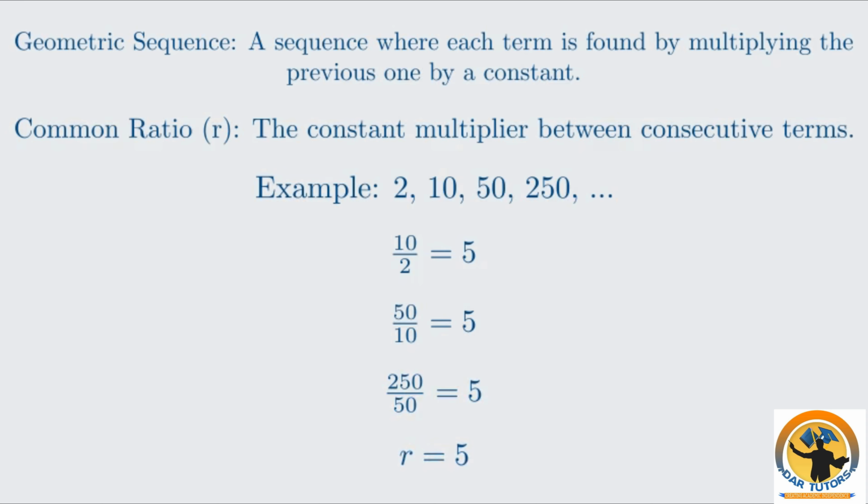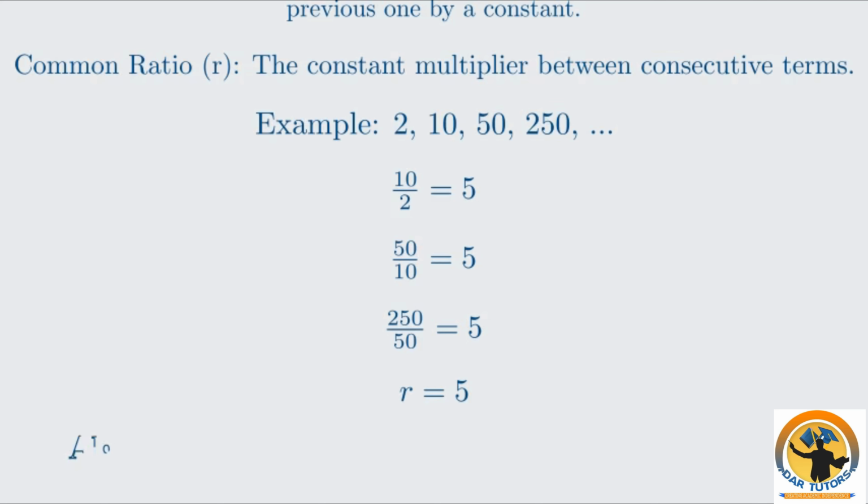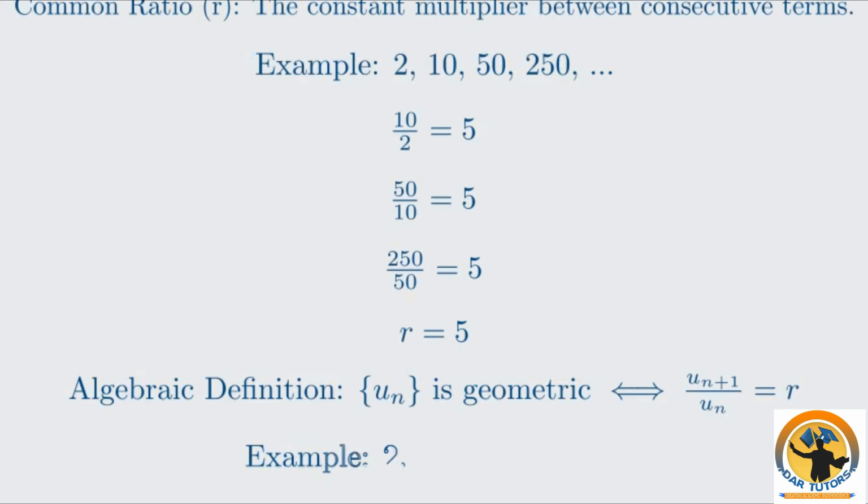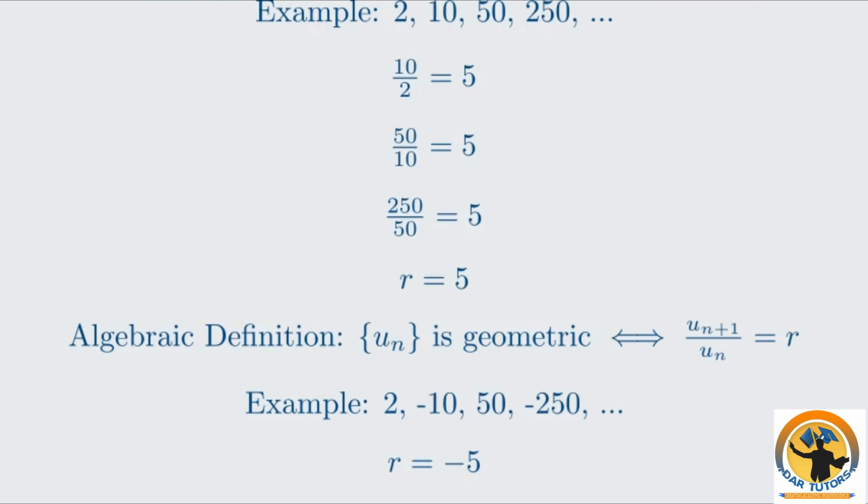The algebraic definition formalizes this idea. A sequence u_n is geometric if the ratio of any term to its previous term is a constant, r. That is, u_(n+1) divided by u_n equals r for all positive integers n. The common ratio, r, can be positive or negative. For example, the sequence 2, -10, 50, -250 has a common ratio of -5. Notice how the terms alternate in sign. So to recap, a geometric sequence is defined by a constant multiplier, the common ratio, r, between consecutive terms.